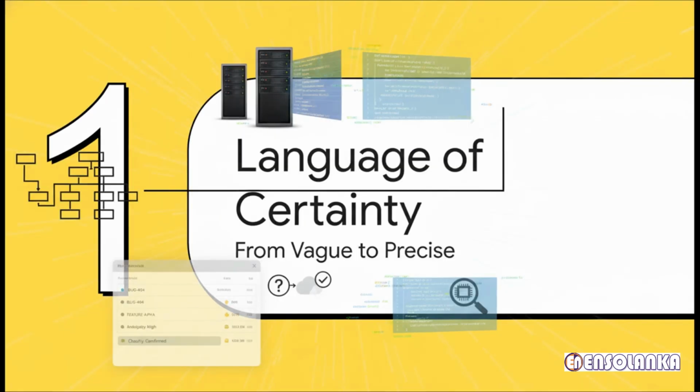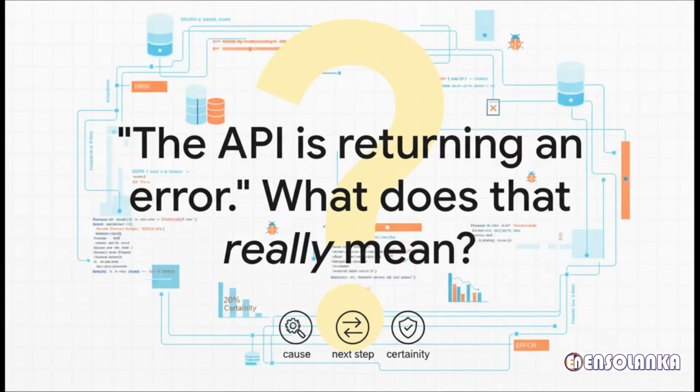In the world of tech, being vague, well, it can be a total disaster. A fuzzy bug report or a wishy-washy status update can cost so much time and money. This is exactly where modals give us the power to be incredibly precise. Think about this sentence for a second. The API is returning an error. We've all seen a Jira ticket or a Slack message like this, right? But honestly, how helpful is that?